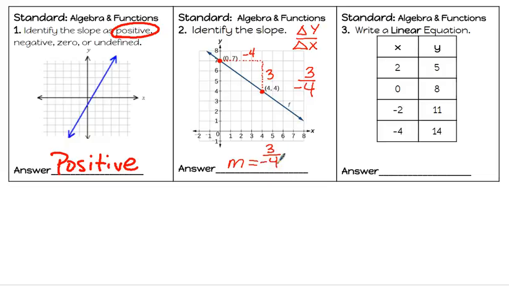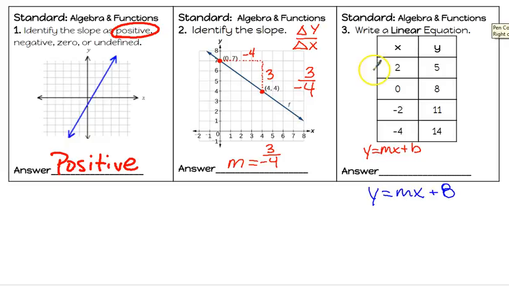And number 3, write a linear equation. Our linear equation looks like y equals mx plus b. In order to find the b, or the y-intercept, we look for where the x is 0, which is 8. So right now we have y equals mx plus 8. The only other thing we need to find is the m, or the slope.